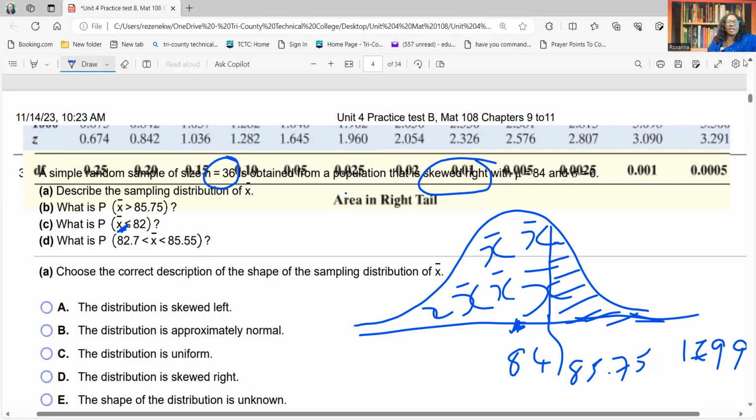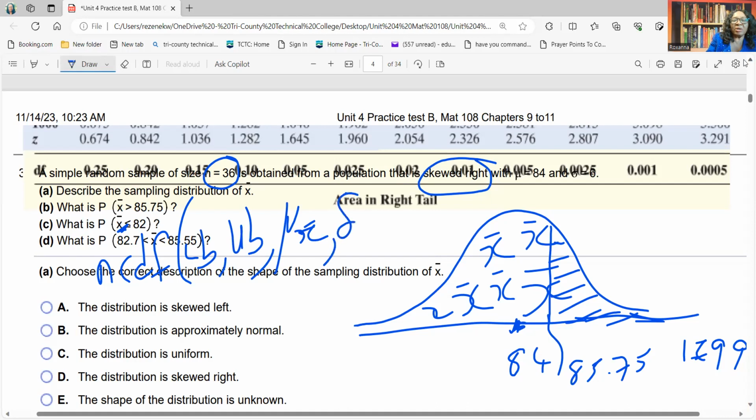Okay, so I'll write the argument again. The argument is normal CDF. So it is normal CDF, whether it is only ordinary normal or central limit theorem. It's normal CDF again, the same thing. But the lower bound, upper bound, the mean, which is mu x bar, if you are writing it, write it this way. Make sure you write mu x bar and standard error. Show that you understand what you're doing.